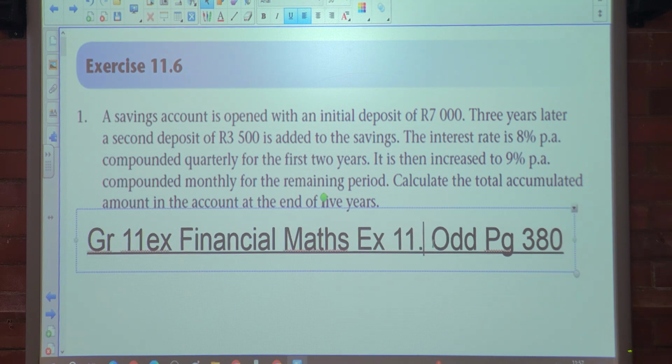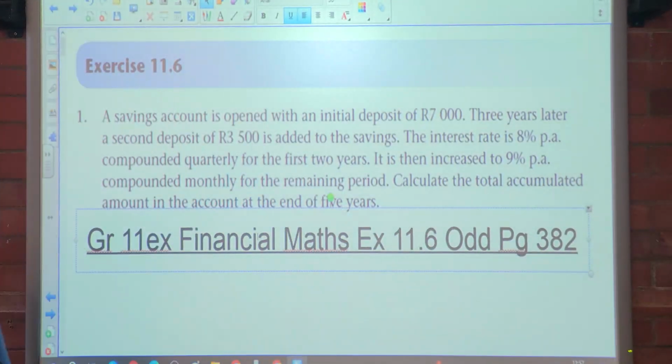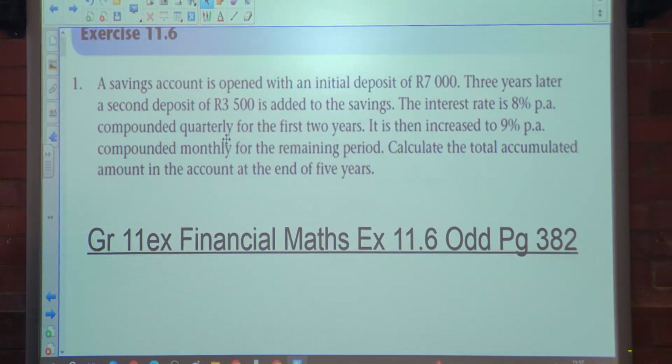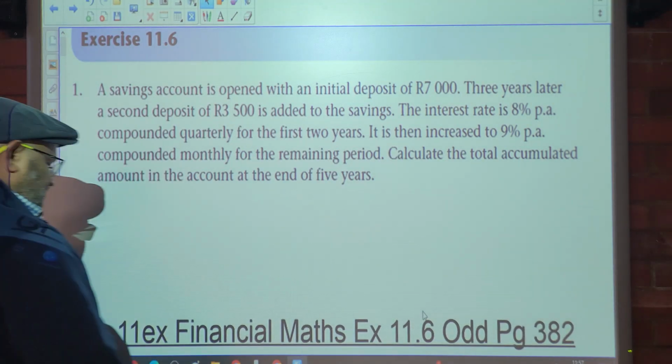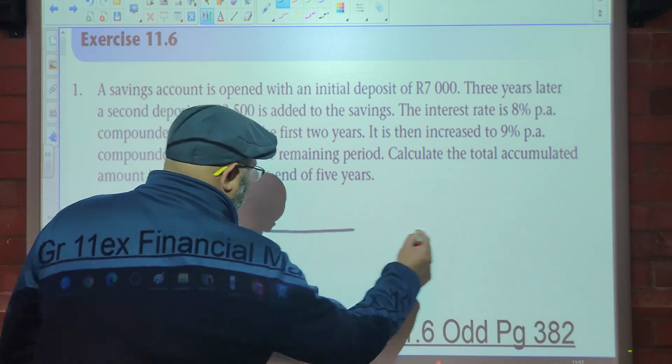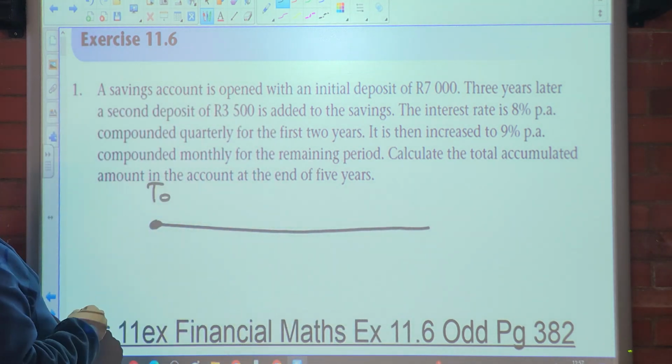Exercise 11.6 is on page 382. Just follow that the answer at the back is correct. Right, so here we are told that the savings account is opened with the initial deposit of 7,000. Definitely timeline. You all agree with that? So stop me if you're confused about something.